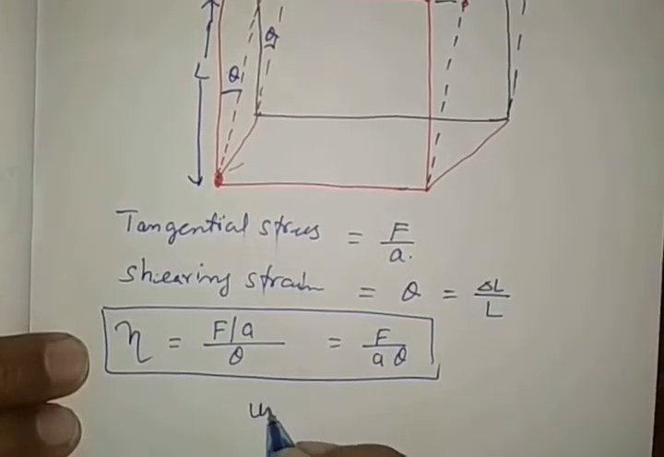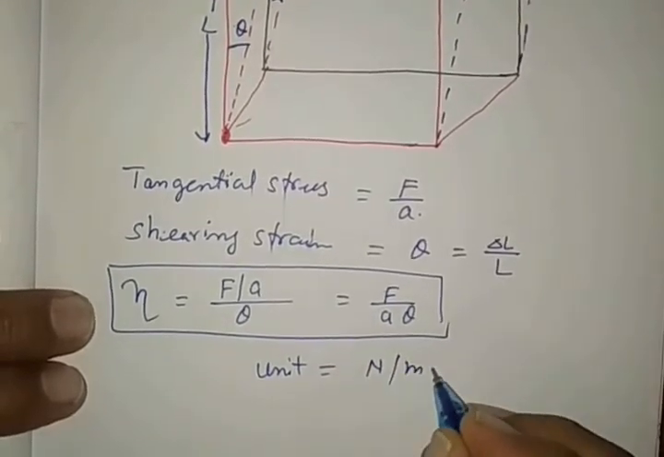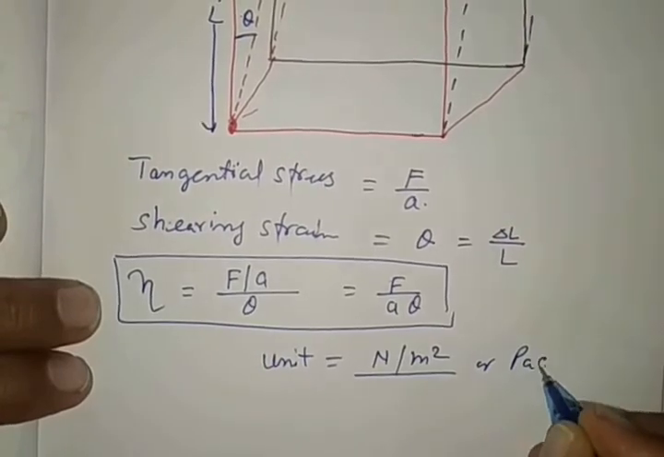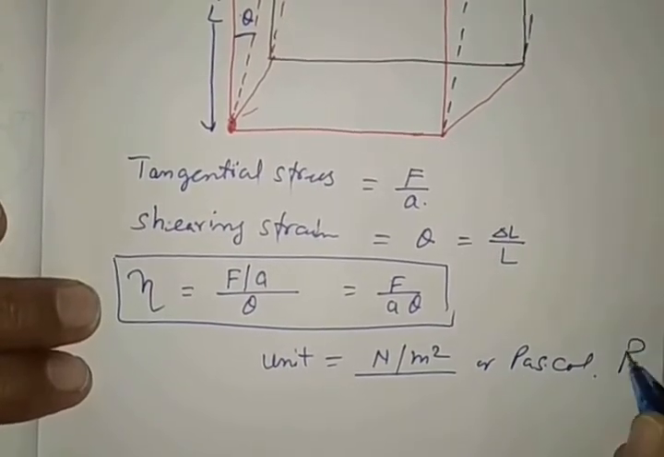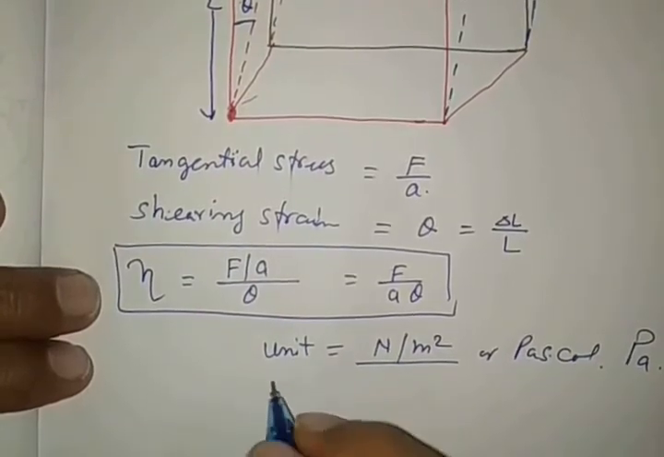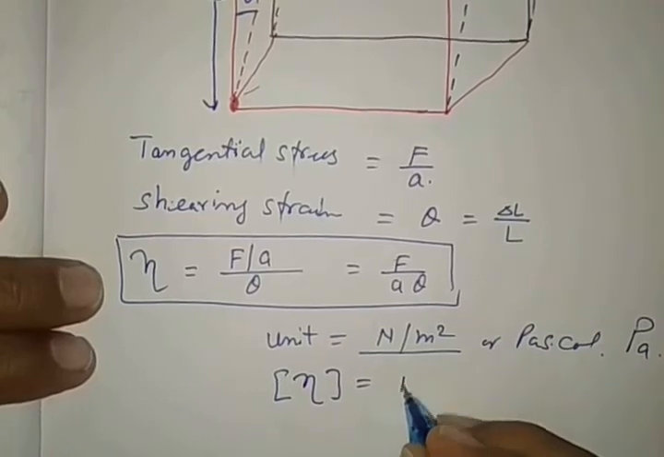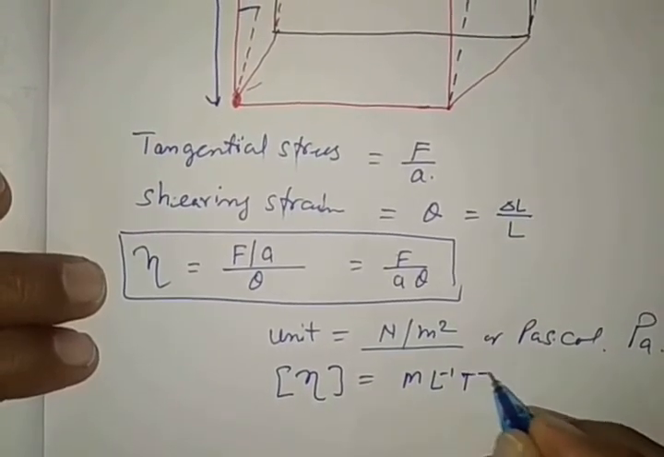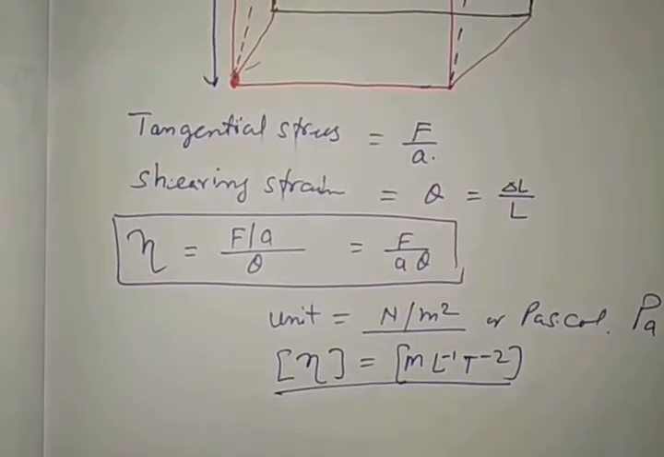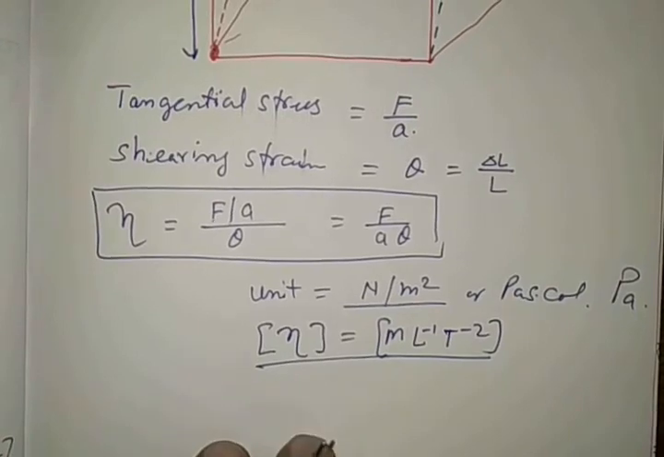The unit is the same as the previous one, Newton per meter square or Pascal, represented by Pa, and the dimension formula of modulus of rigidity eta is M L inverse T minus 2, the same as the previous two, that is Young modulus and bulk modulus.